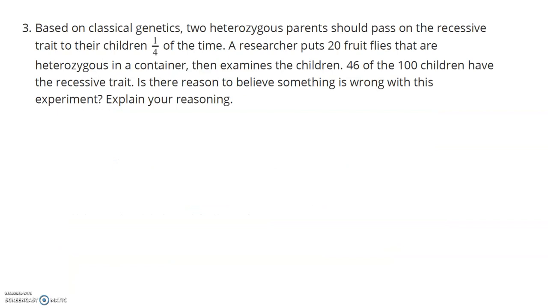Last problem says, based on classical genetics, 2 heterozygous parents should pass on the recessive trait to their children 1/4 of the time. So think about that as a percent. What is 1/4 of anything? Okay. What is 1/4 out of $1? A researcher puts 20 fruit flies that are heterozygous in a container, then examines the children. 46 of the 100 children have the recessive trait. Is there a reason to believe something is wrong with this experiment?